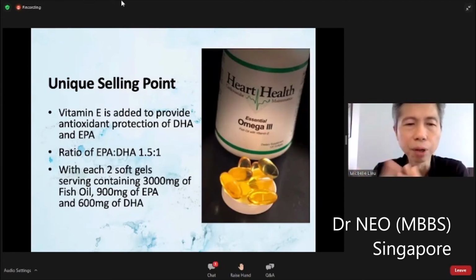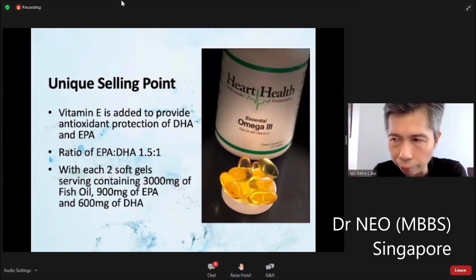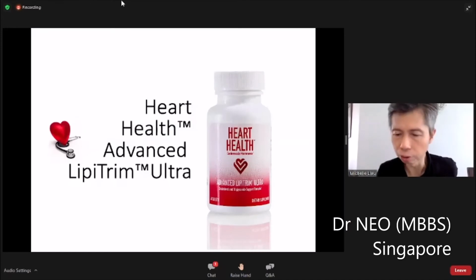But the good thing about this particular EPA and DHA is that they have a ratio of 1.5 to 1, which is ideal to reduce inflammation. Studies have shown that this is the ideal ratio to reduce inflammation in our body. So choose wisely, and do consider all these factors when choosing your omega-3 fish oil.